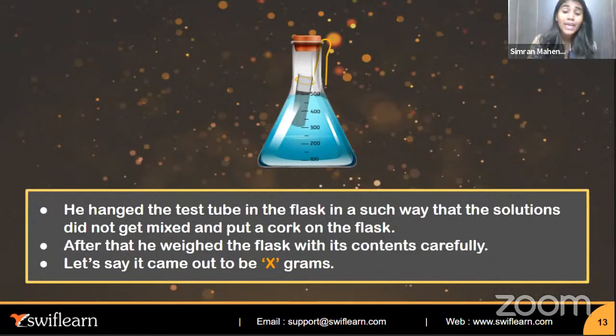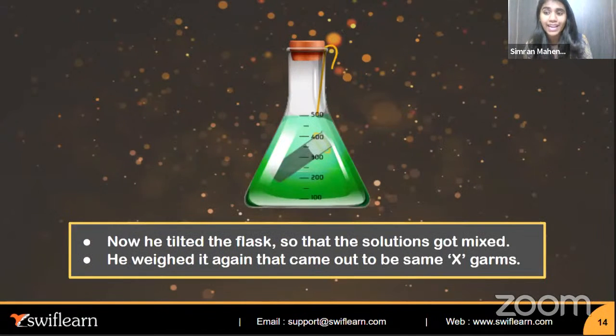Now he tilted the test tube a little, in such a way that there was mixing of copper sulfate and sodium carbonate. And then again, he weighed this entire setup in a weighing machine, and surprisingly, it was found that here also you got the same value. The weight was the same, that is X grams. So before the reaction it was X grams, and after the reaction also it is X grams.